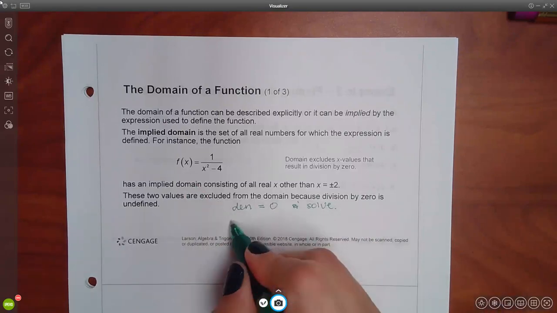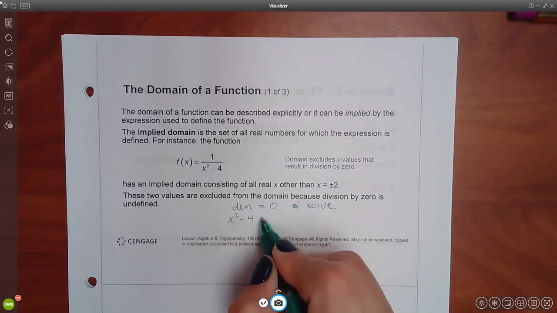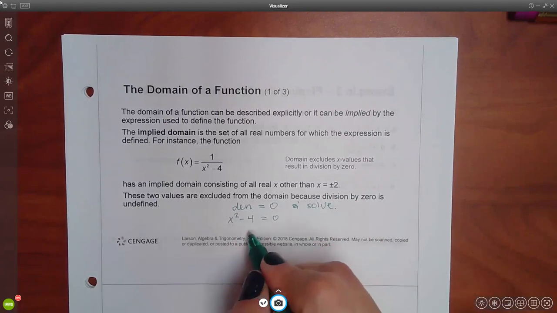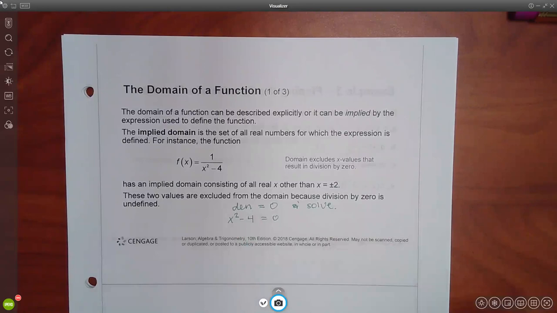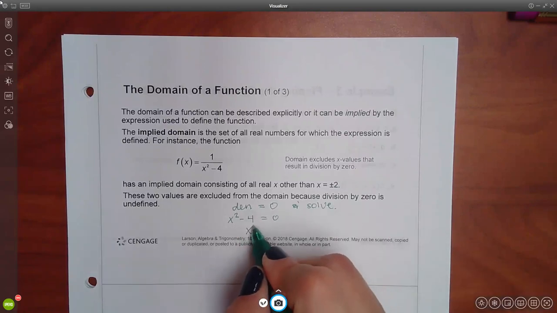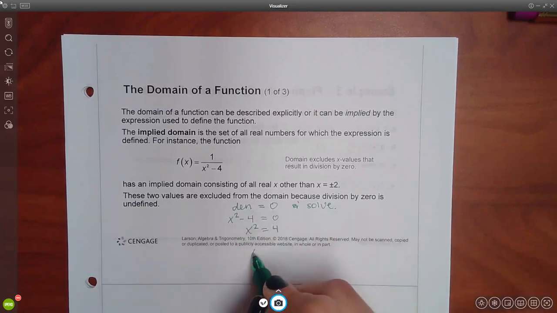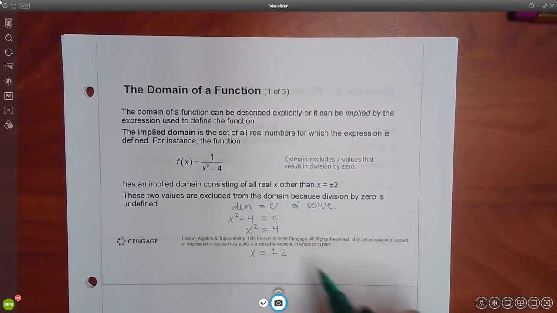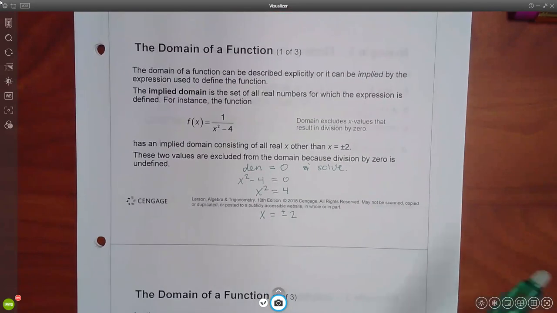In this case, I would take x squared minus four and set that equal to zero. It is just x squared, so I could do extracting roots. I'm going to add four over, and then take the square root, which means I get plus or minus two, which is where they got that from. They just don't explain everything. And so these are the two numbers that I have to take out of negative infinity to infinity.